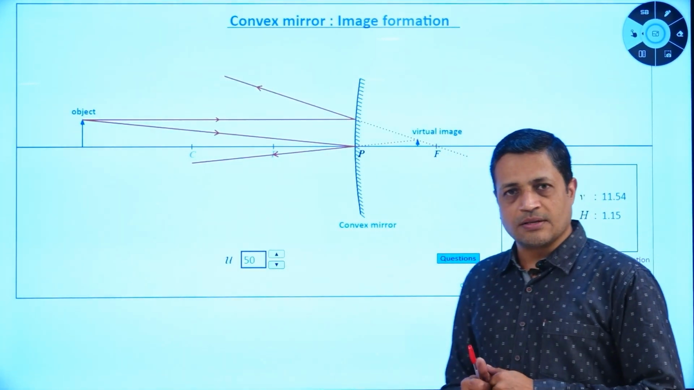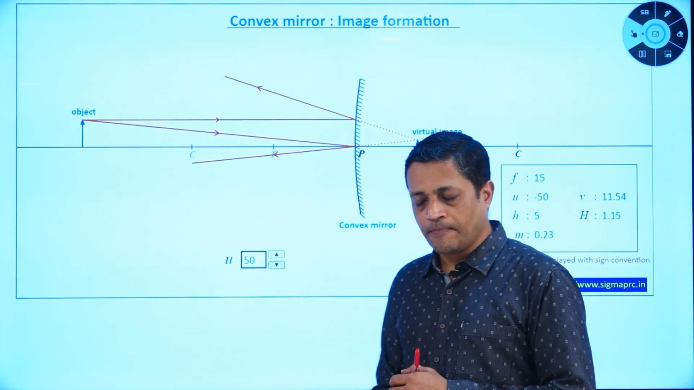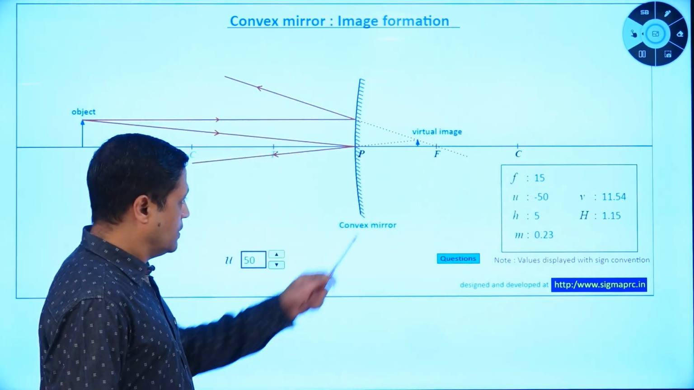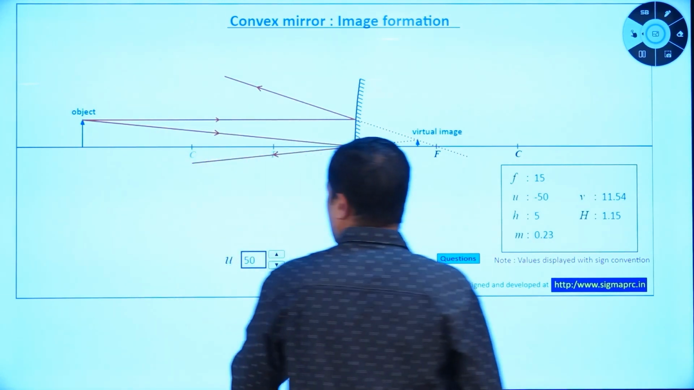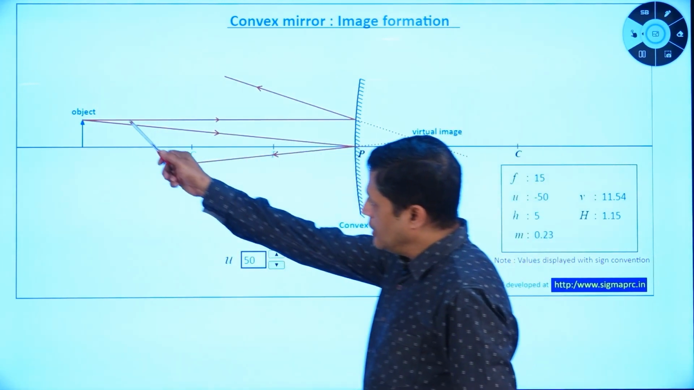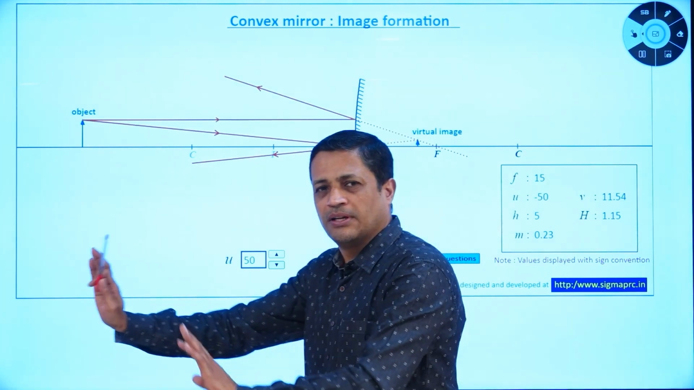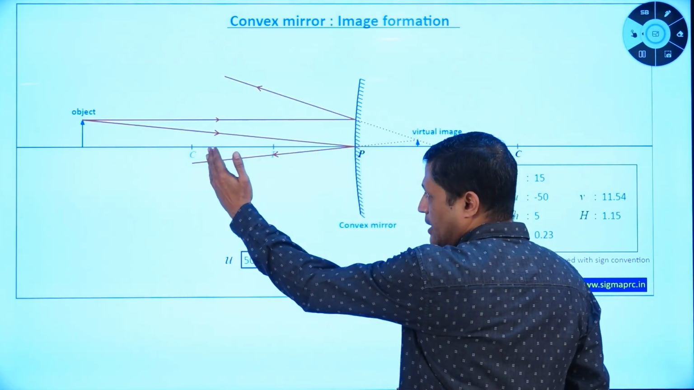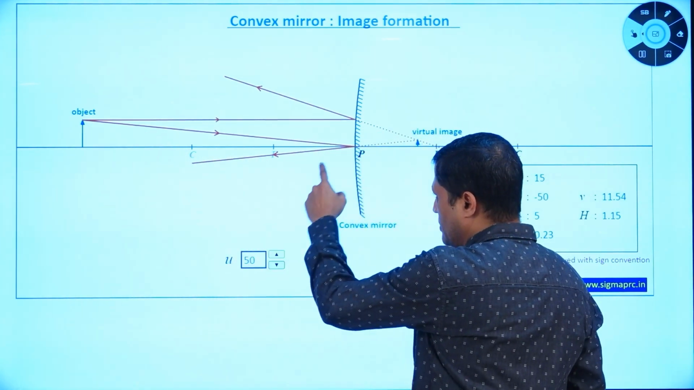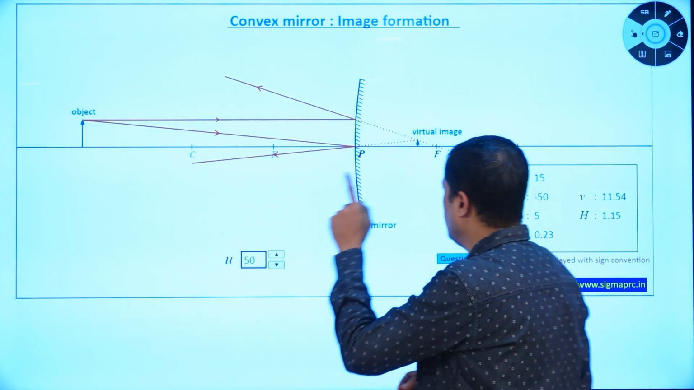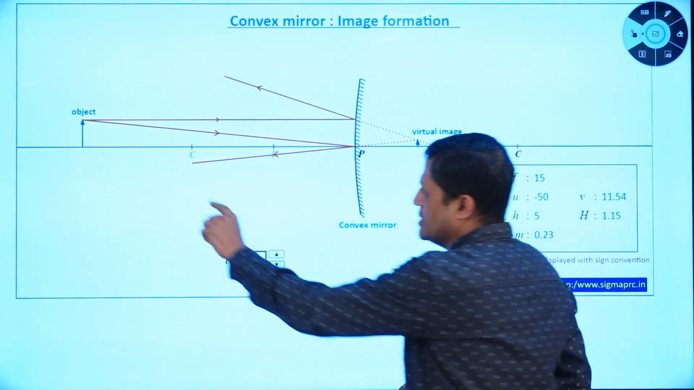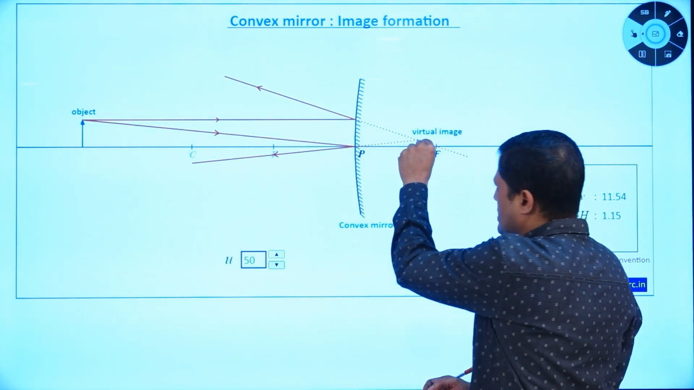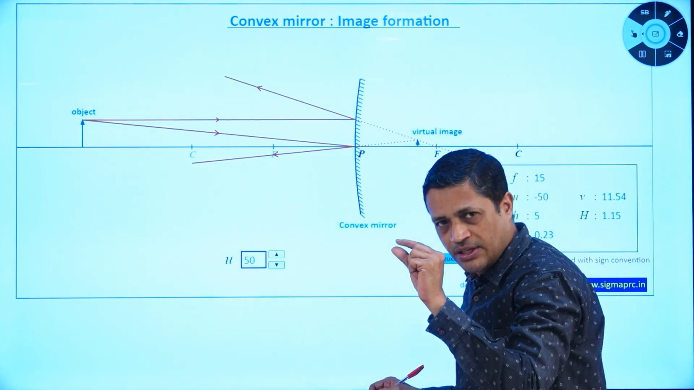So here is the simulation pertaining to convex mirror. First thing to observe, focal length is positive, right? And here in front of the convex mirror, the object is kept at a reasonably far off distance. Slowly we are going to bring the object towards the mirror, and at every step we will keep observing what happens to the image. Straight away the first observation is, this is the size of the object, this is the size of the image. So the image is diminished.